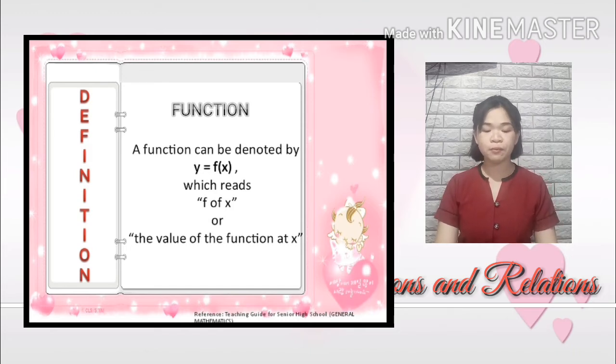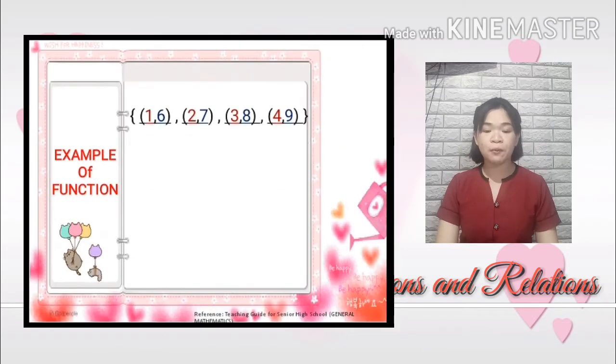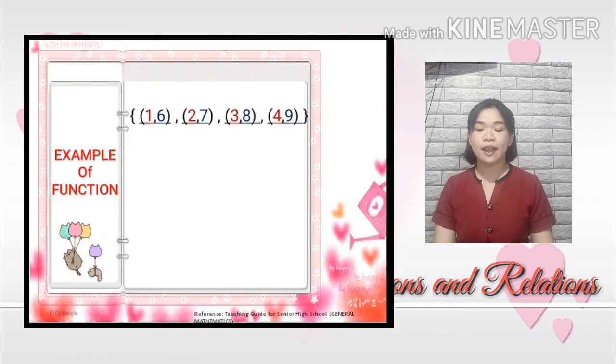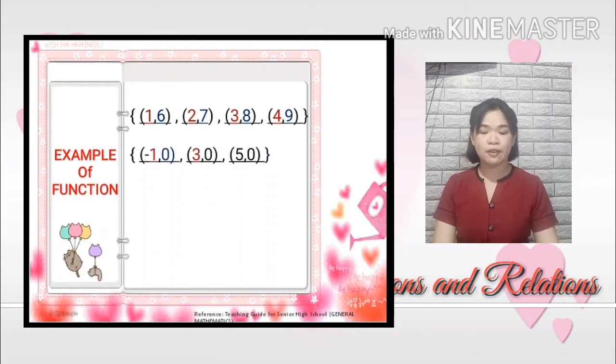So, examples of function. The set of (1, 6), (2, 7), (3, 8), and (4, 9). If you look at the domain, or the x, the set of 1, 2, 3, 4, the domain has not been repeated. So that is considered a function. Next one, the set of (-1, 0), (3, 0), (5, 0). The domains are -1, 3, and 5. No domain has been repeated, therefore that is a function.